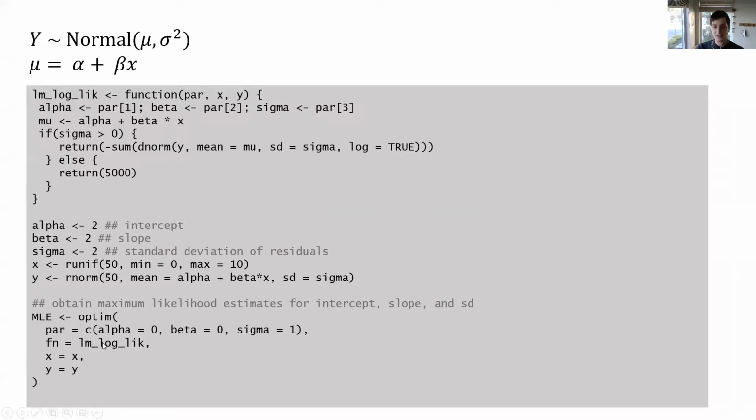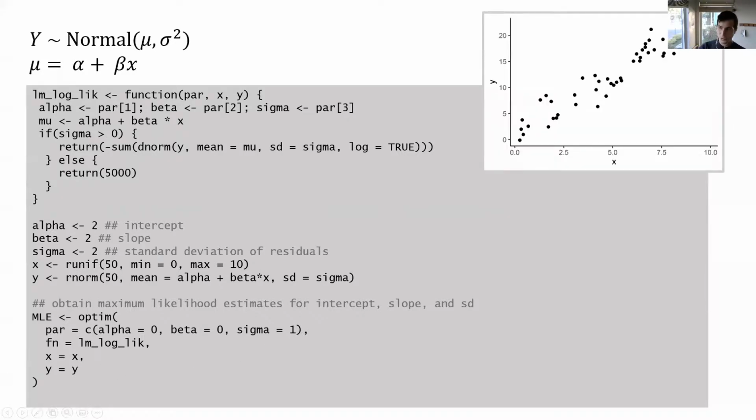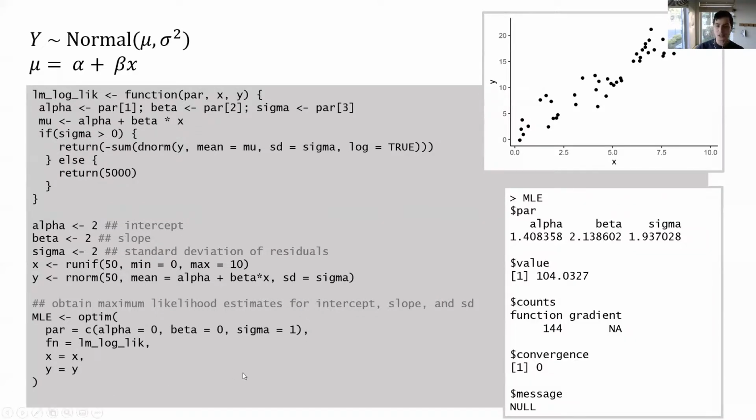We specified a different function to optimize, given initial values for the intercept and slope as well as the standard deviation, and added y as an argument. When I ran this is what my data looked like. And this is what the output of the call to optim looked like. As you can see, since we only have 50 data points this time, the maximum likelihood estimates aren't quite as close to the values we use to generate the data.